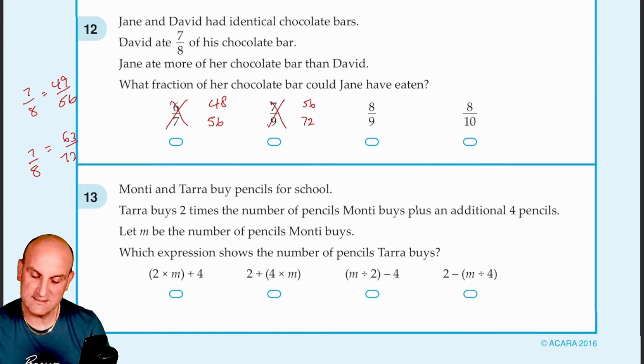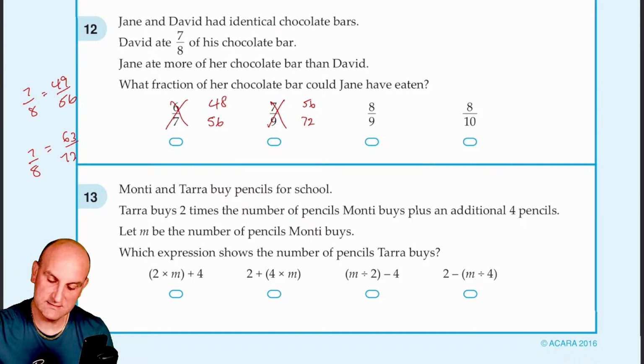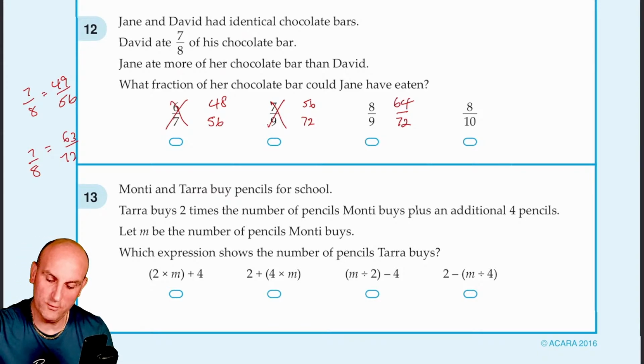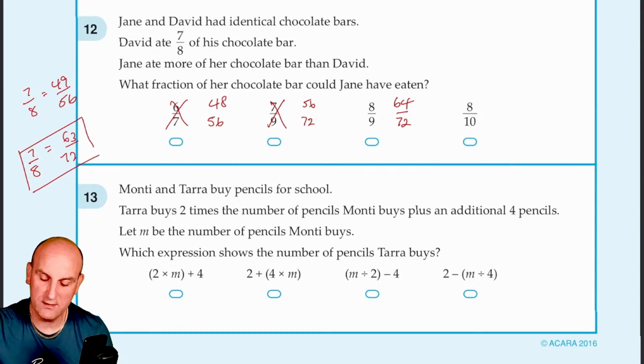We've got 8/9ths and 7/8ths. So we've already done on 72 here, so let me see what I've got there. The 8 8s are 64, and then we had 7 8s was 63. So before I go any further, I'm going to go 8/9ths as my right answer.